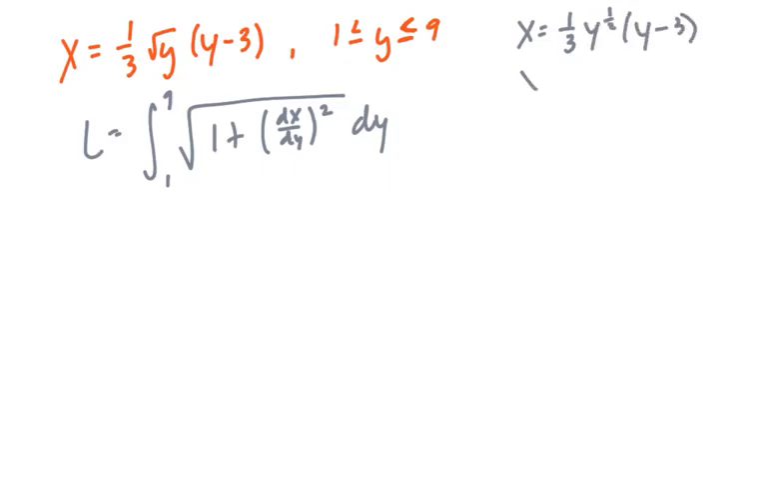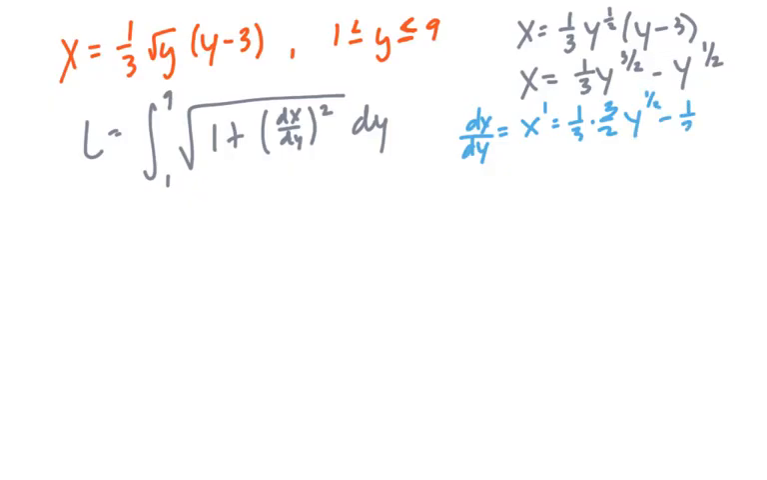So we can distribute. So we have 1/3 y to the 3/2 minus 1/3 of 3 is 1, y to the 1/2. So now let's find the derivative of x, which is the same thing as dx over dy. The derivative of this function x in terms of y. So that's x prime, not x to the first, equals 1/3 times 3/2, y to the 3/2 minus 1 is 1/2, minus 1/2 y to the minus 1/2.